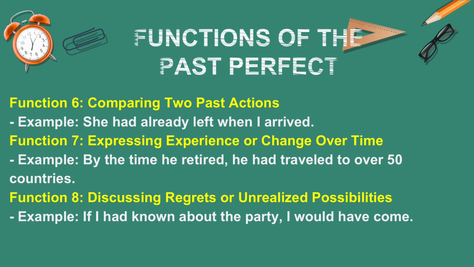Function 7. Expressing experience or change over time. It can convey the accumulation of experiences or changes over time. For instance, by the time he retired, he had traveled to over 50 countries.